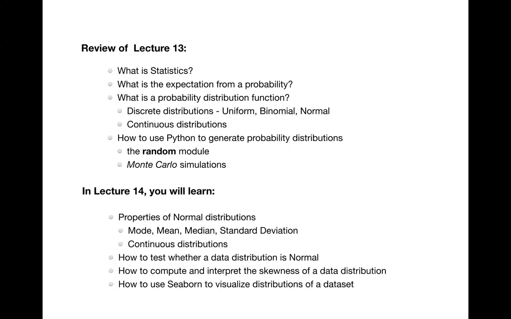In the last lecture, we learned basic ideas about what statistics, expectation, and probability are. We learned discrete distributions, including uniform, binomial, and normal, and also continuous distribution functions, called probability density functions. And we learned how to use Python's random module to generate probability distributions, which are Monte Carlo simulations.